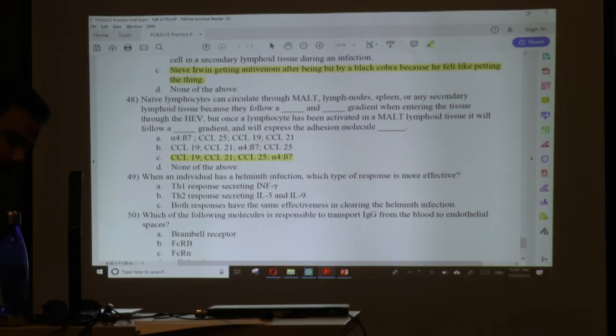So naive lymphocytes can circulate through the MALT, lymph node, spleen, or any secondary lymphoid tissue because they follow a CCL19 and 21 gradient when entering the tissue through the HEV. But then when a lymphocyte is activated in the MALT lymphoid tissues, they will only follow a gradient of CCL25, and then they will express an adhesion molecule that's alpha-4 beta-7. You should know this. You just studied this for the last test, right? This is easy.